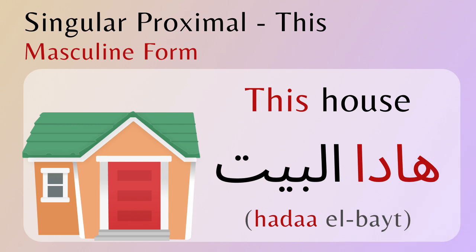Let's hear the masculine form of the word this in an example sentence. This house. هذا البيت. هذا means this and it's the masculine form. البيت means the house. هذا البيت.